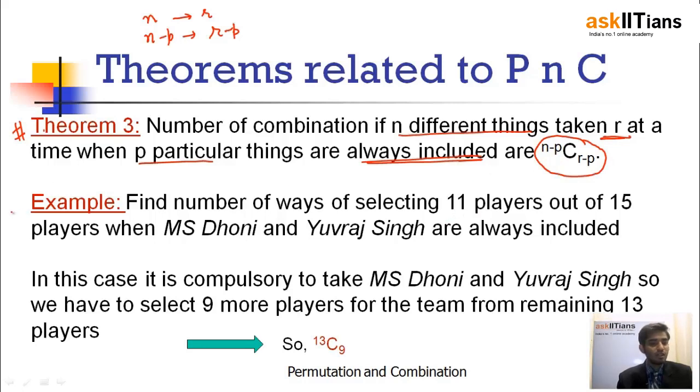Let us see this through an example. Find the number of ways of selecting 11 players out of 15 players when MS Dhoni and Yuvraj Singh are always included.